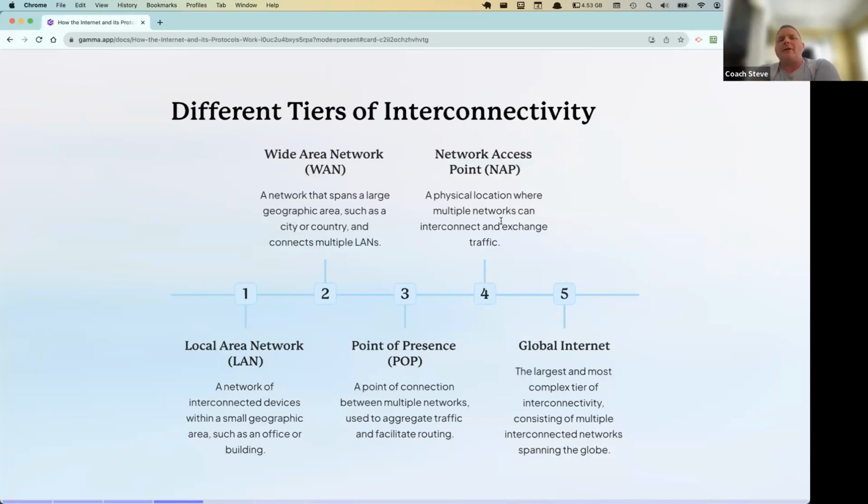There are many different layers and different types and subsets of internet, and I'm going to go into each one of these. It starts from local area networks to WANs, to points of presence, to network access points, and then finally the global internet. These are all different sizes and scales of internets, because they're all just different layers of complexity of networked computers.